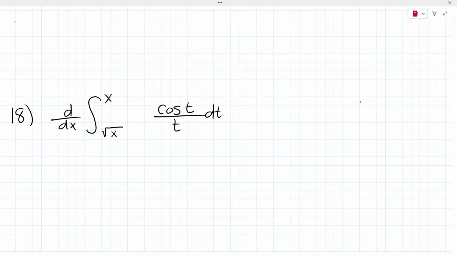So what we're going to do first is substitute x for the upper and lower limits. I'm kind of going to do like the fundamental theorem. I'm going to substitute x by the upper and lower.